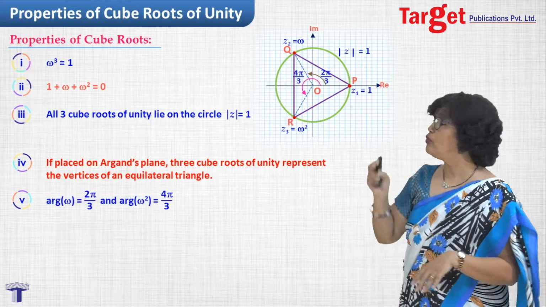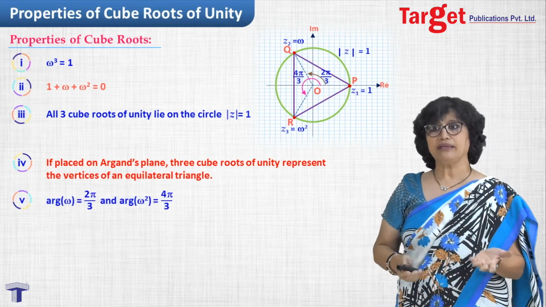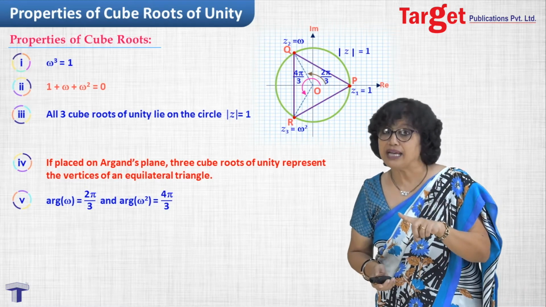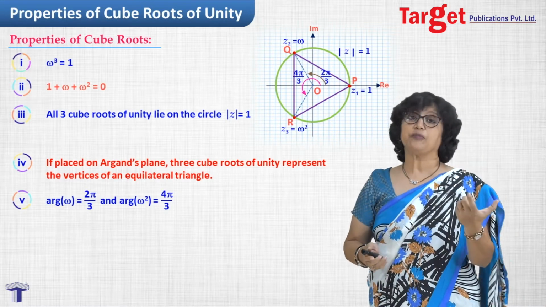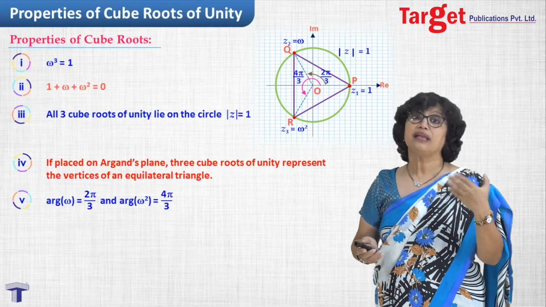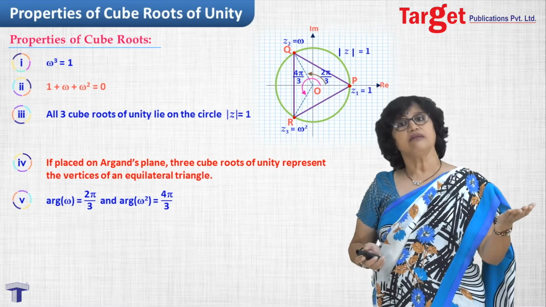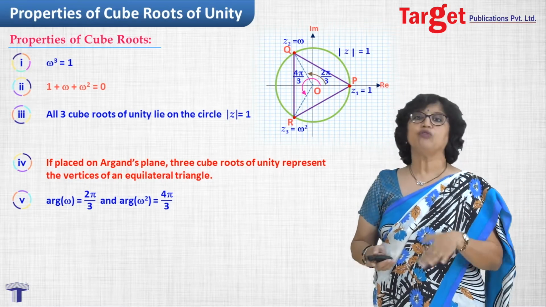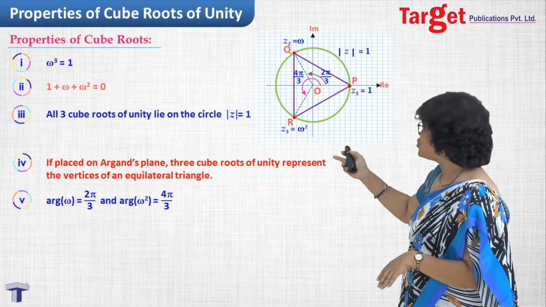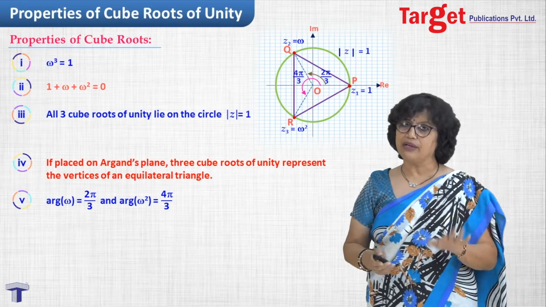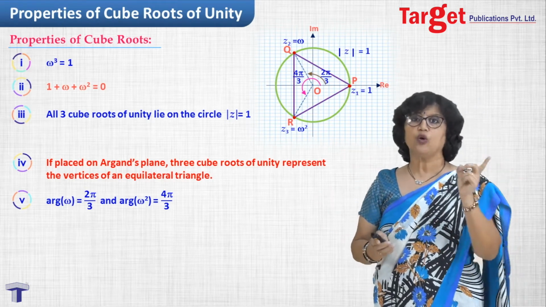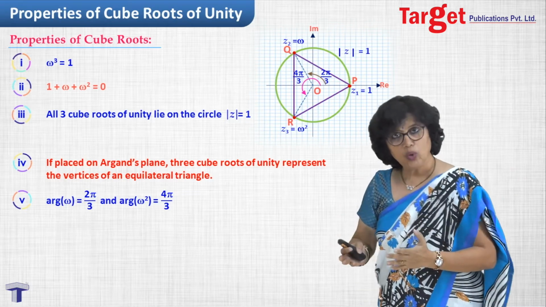What is the argument of omega and omega square? 2 pi by 3 and 4 pi by 3. This I am writing from the standard expressions for omega and omega square by putting them in polar form. I have already spent some time on how we find the argument. So these 2 pi by 3 and 4 pi by 3 I have directly written by converting the expressions of omega and omega square to polar form.